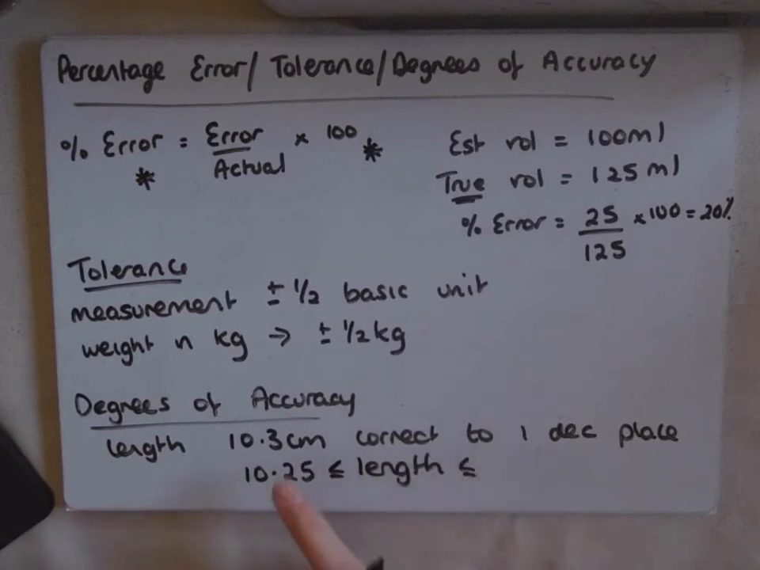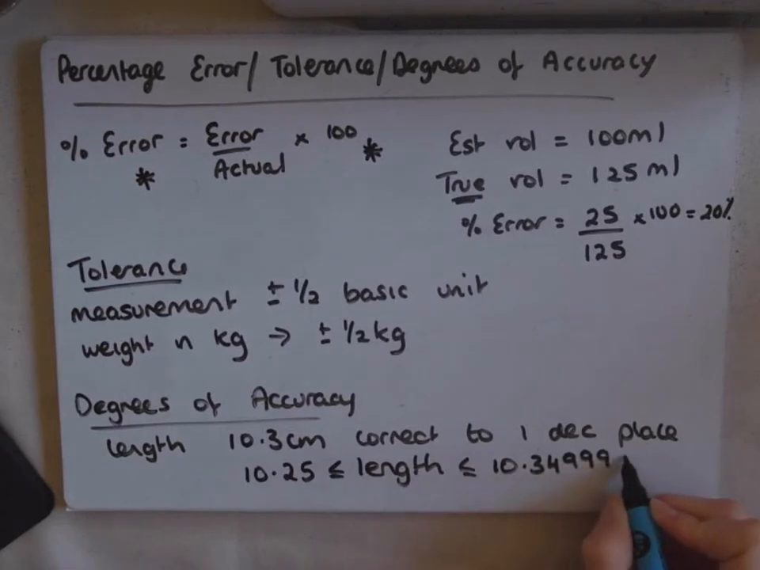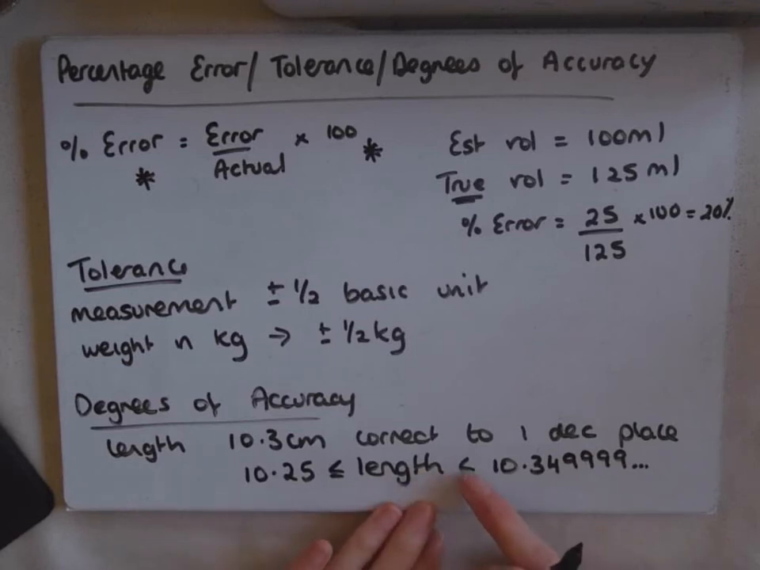And what about the biggest it could have been? 10.34999 exactly. Basically just under 10.35. Because if it was 10.35, we'd have rounded it up to 10.4. So that's just something to keep in mind.